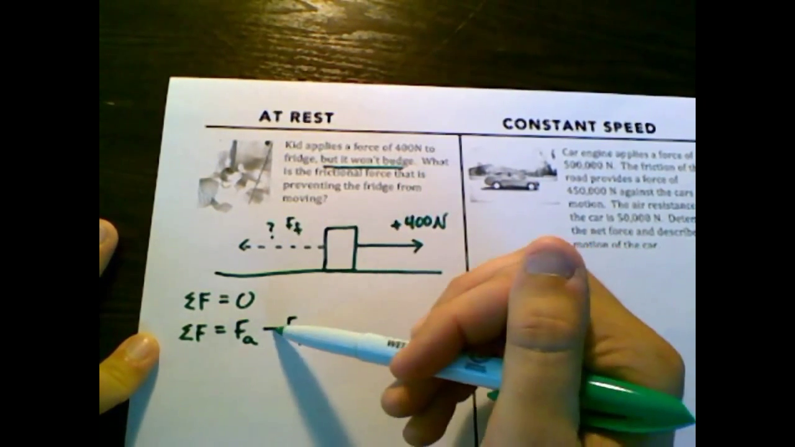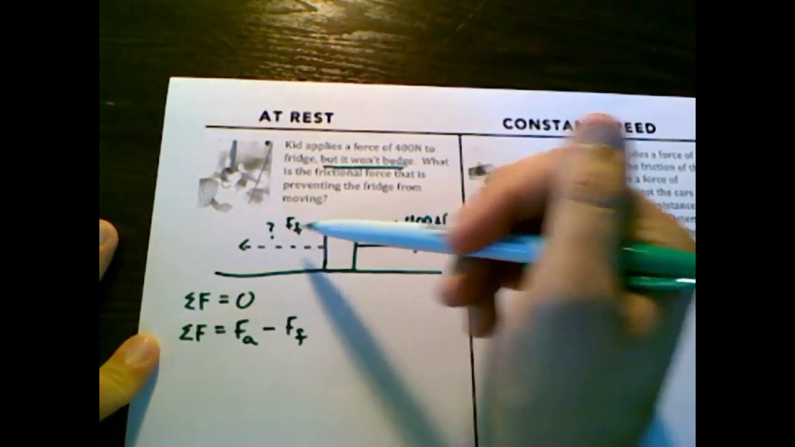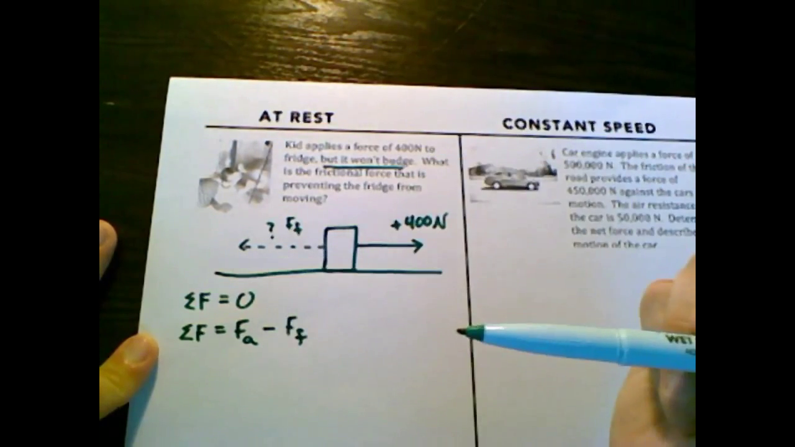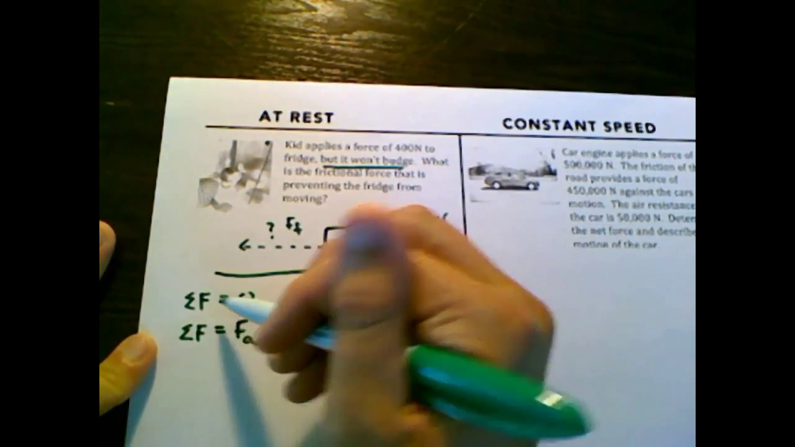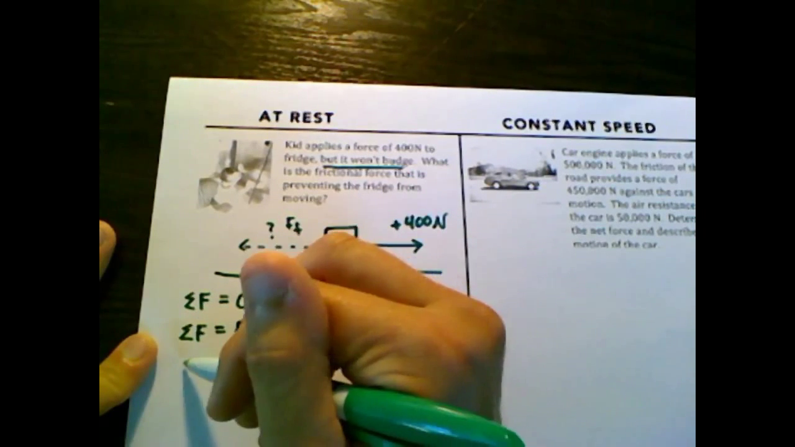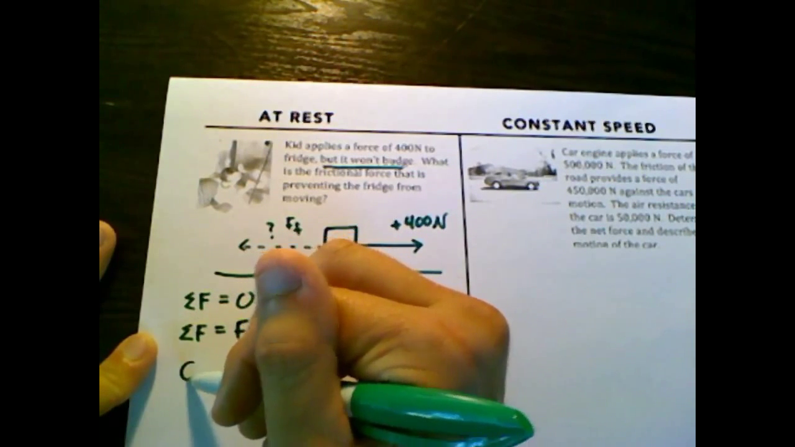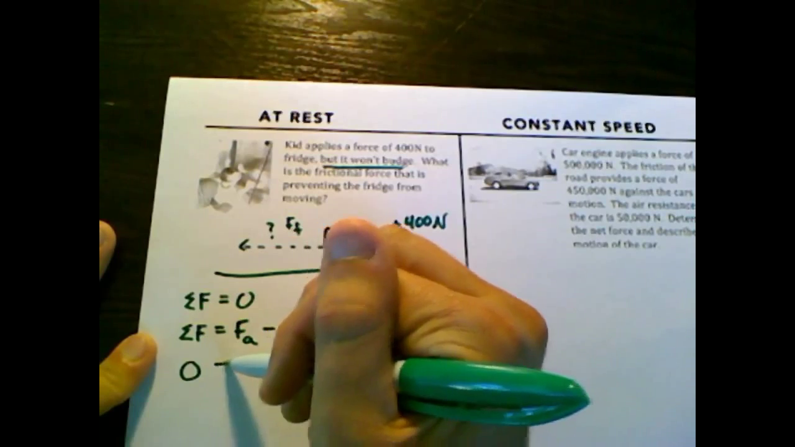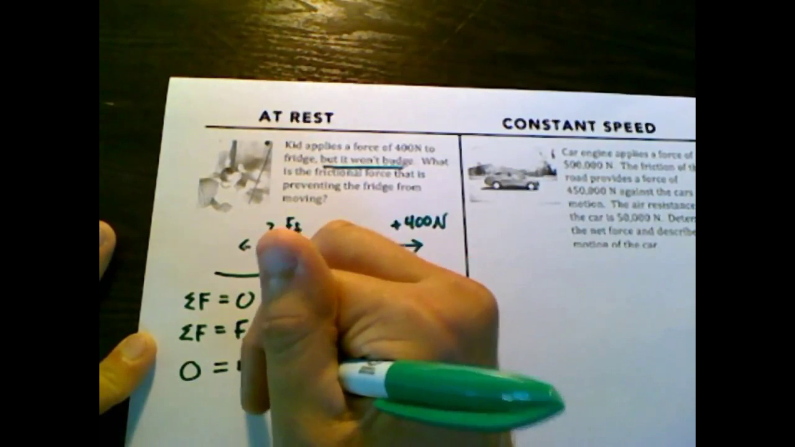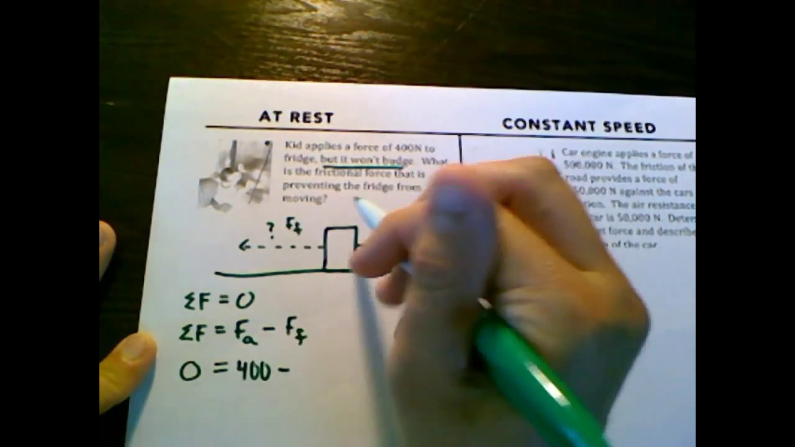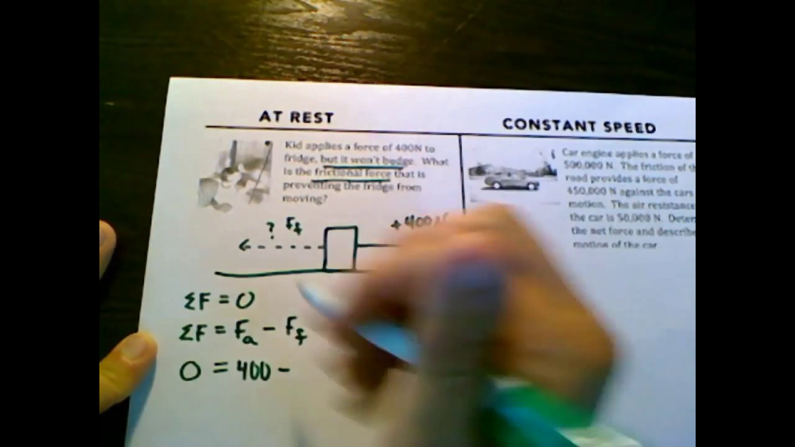And I put minus here because the frictional force is acting towards the left, in the negative direction. Right. We also know, like I said before, that our net force is going to be 0. So I'm just going to substitute net force to be 0 here. And our applied force is 400 newtons. And what we're solving for is, what is the frictional force that is preventing the fridge?